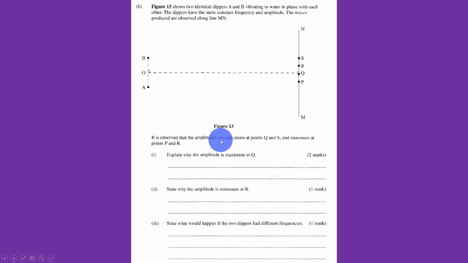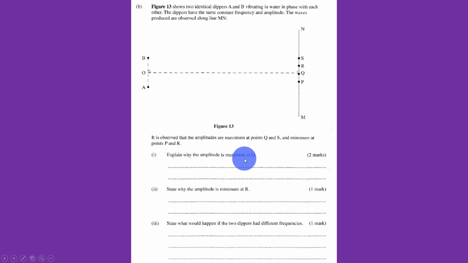It is observed that the amplitudes are maximum at points Q and S. So if it were light, this would be the central bright fringe, first bright fringe, and of course between two bright fringes we will have a dark fringe. But this is not light, it's water. So we are going to have maximum amplitude here, maximum amplitude here, and of course 0 or minimum amplitude at this point where destructive interference takes place.